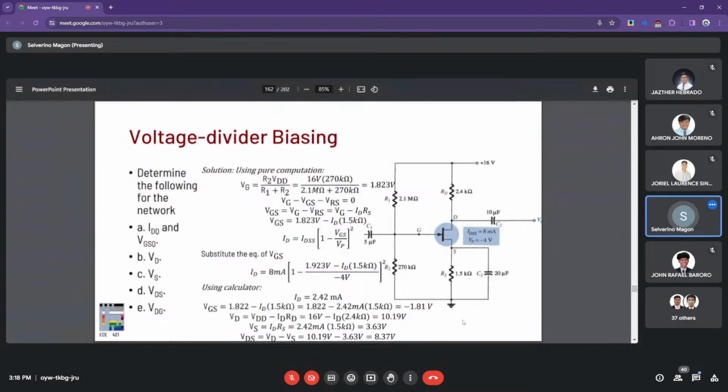which I've already mentioned. And the VD is at 10.19. So you have a 16 volt for VDD. RD is obtained here already at 2.42.